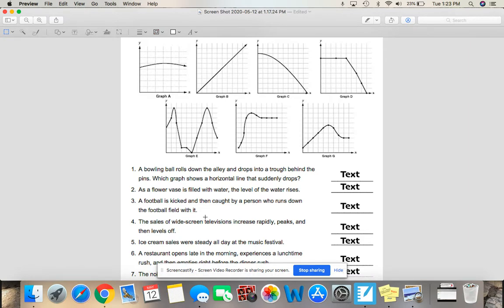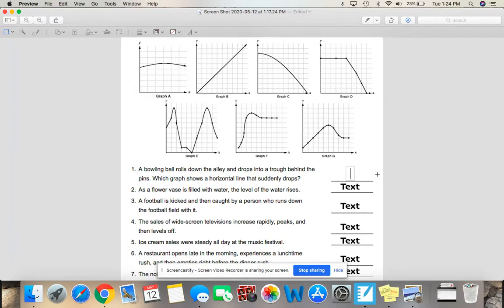So if you look at example 1, it says a bowling ball rolls down the alley and drops into a trough behind the pins. And it even gives us a hint. It says which graph shows a horizontal line that suddenly drops. So that one, a horizontal line that suddenly drops, we only have one option right here, which is option D, but let's talk about what that means.